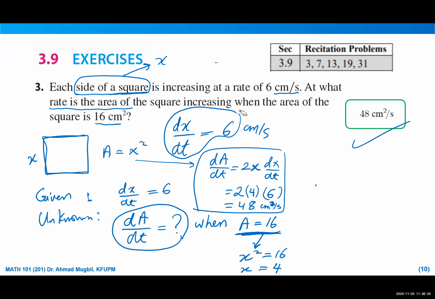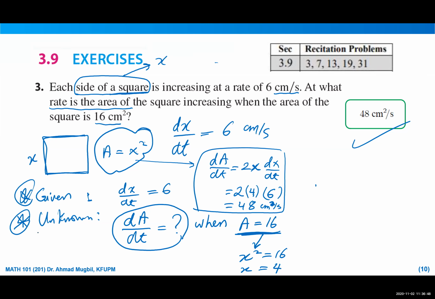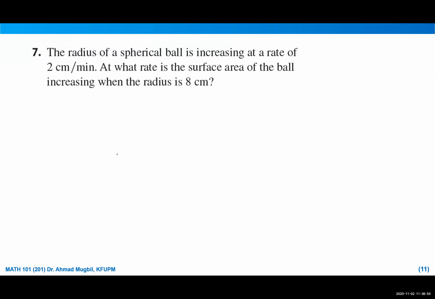Is there any question, Shabab, before going to the next one? So the most important relationship here is this: A equals x squared. If you cannot find it, you cannot solve the problem. Also, how to represent the given and the unknown. Always do it. These are the most important steps. What is given, what is unknown, what is the relationship? And of course, the figure will help you to find the relationship.